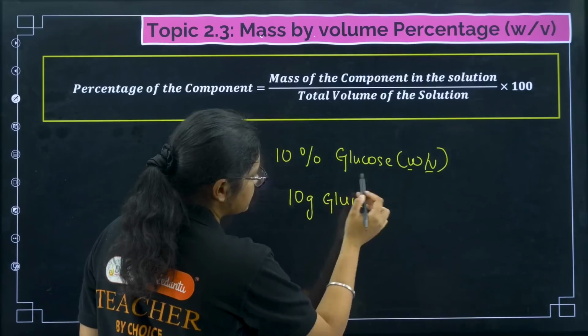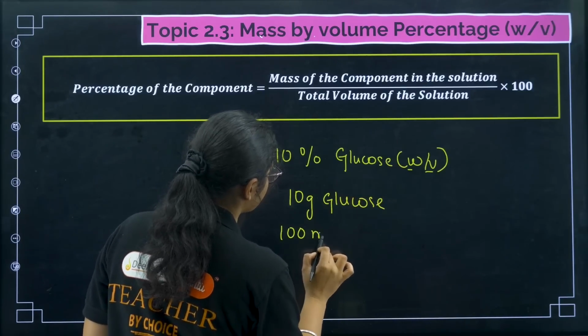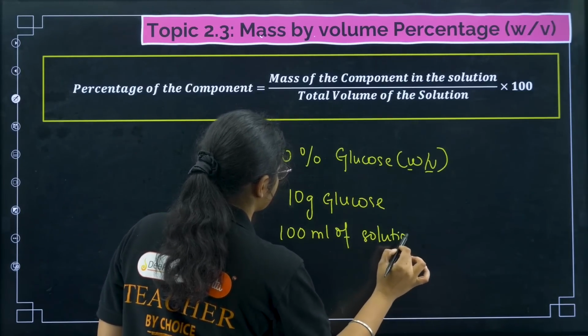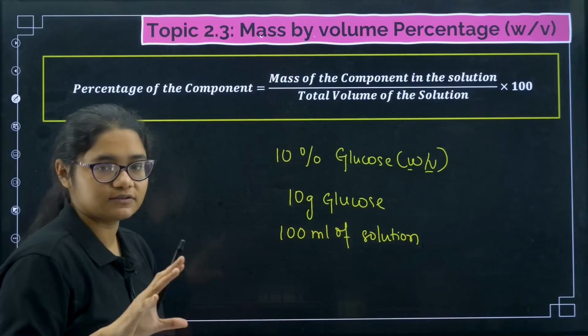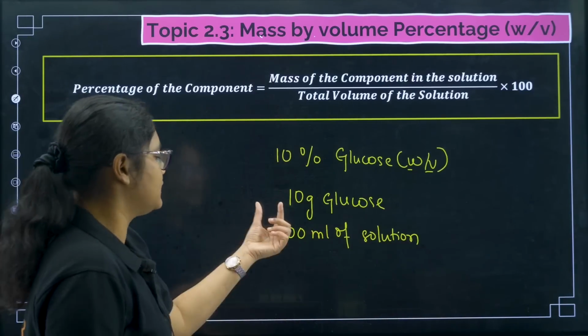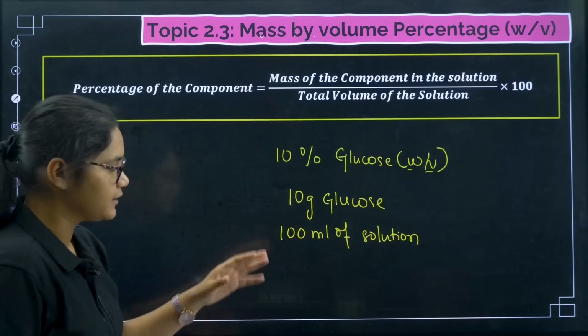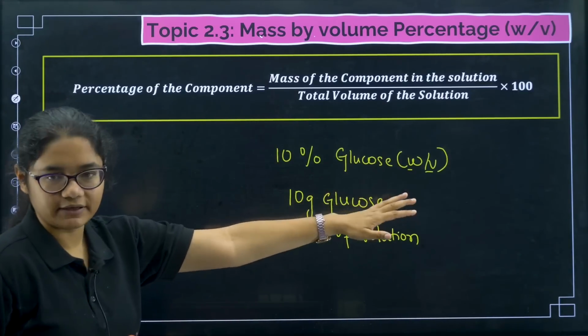Then what is next? We have 100 ml of solution. Okay, we don't know anything about the mass of the solvent, that depends on the density, but 10 gram of glucose is present in 100 ml of solution. Clear? That is the meaning of W by V.